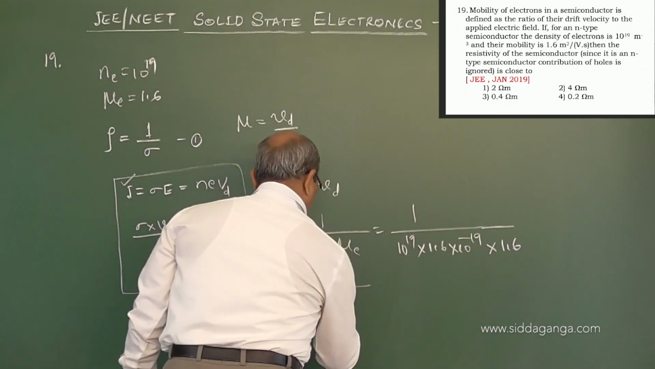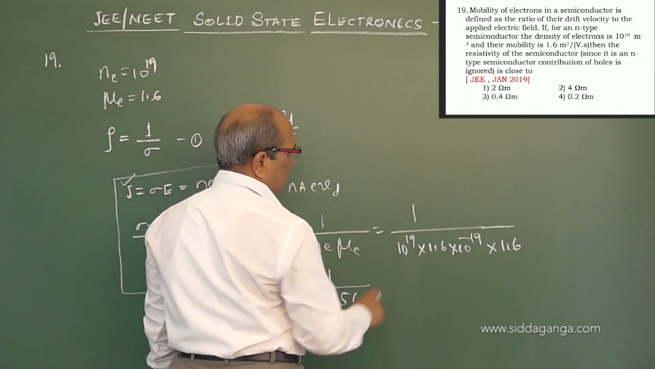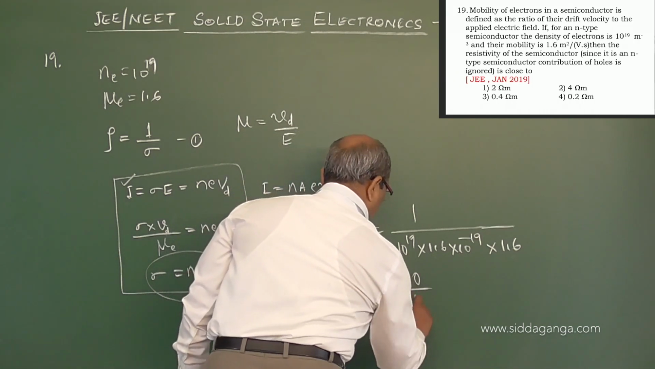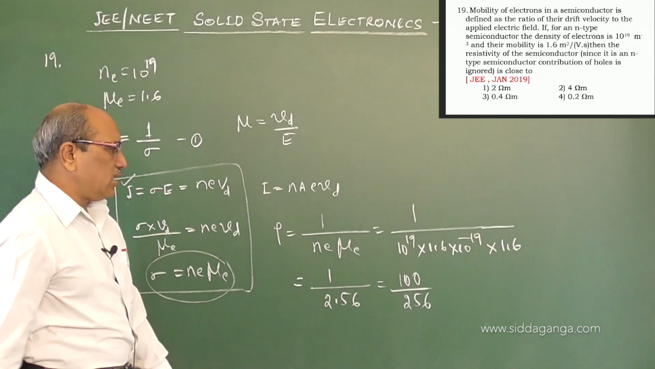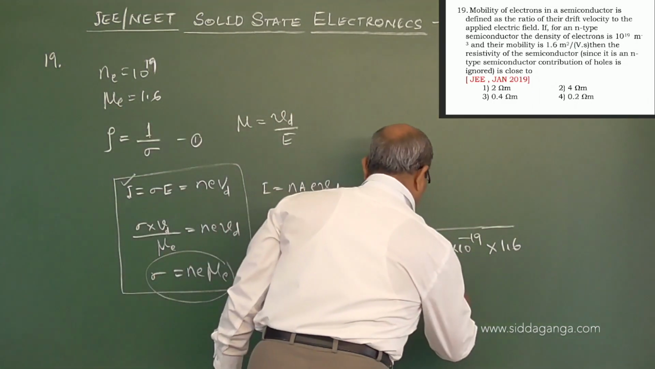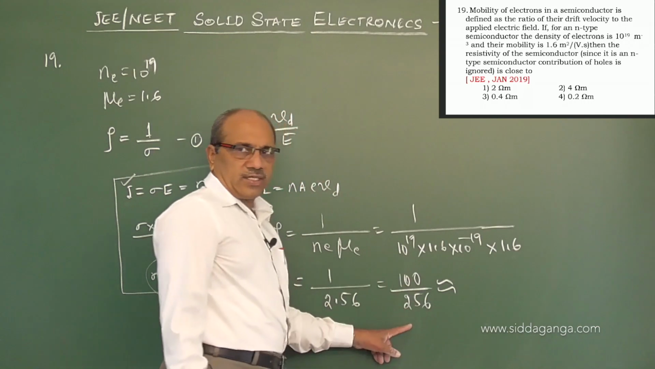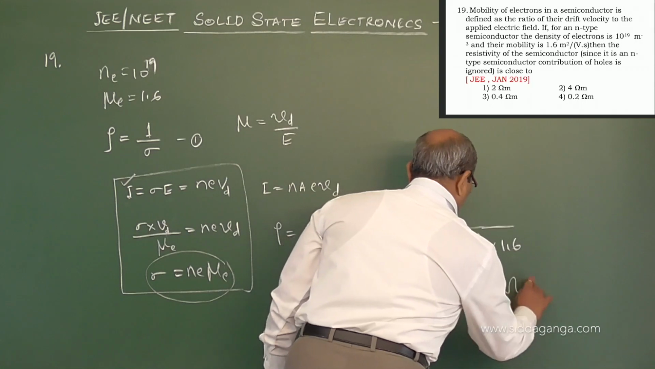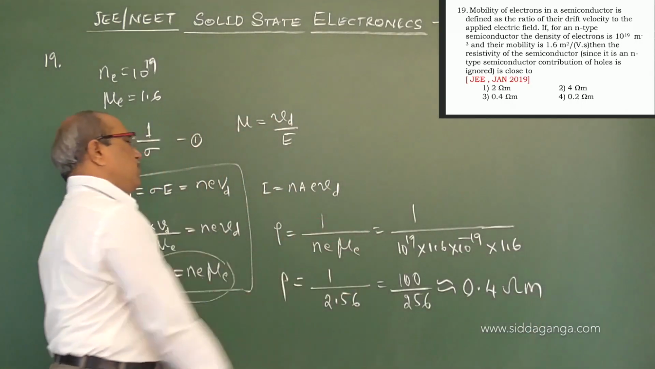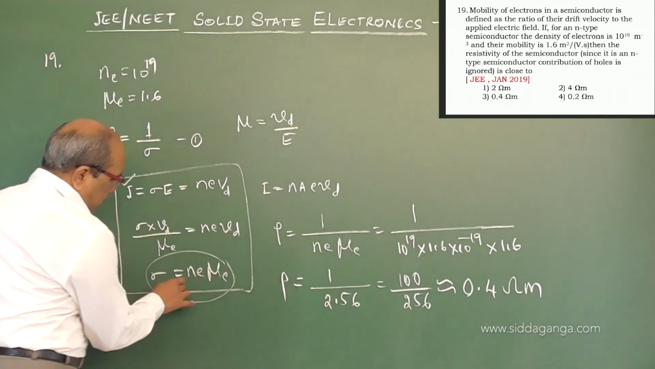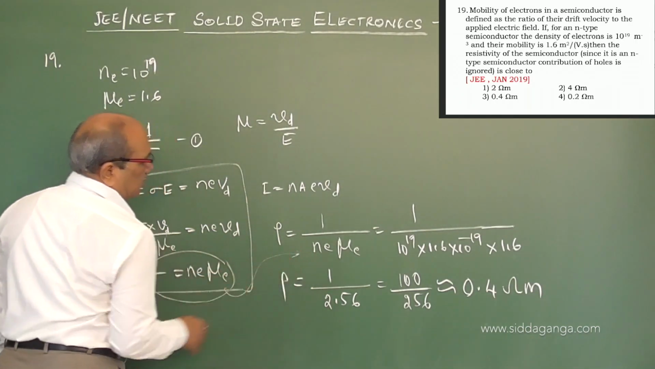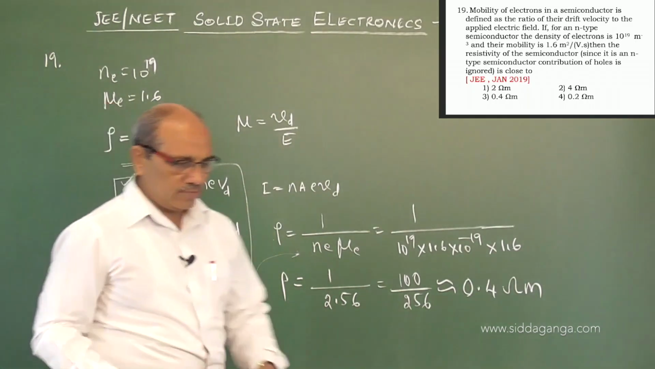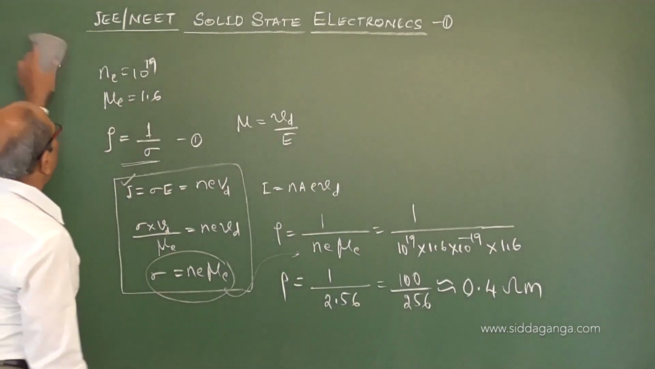This becomes 1 by 2.56, because 16 into 16. Or it can be written 100 by 256. 100 by 256 is approximately, if I take 25 by 4, around 0.4. The option is 0.4 ohm meter, the resistivity of the material. So if you know this, you can directly take the question here. Resistivity is the reciprocal of conductivity, and you can get the answer. Coming to the next one.